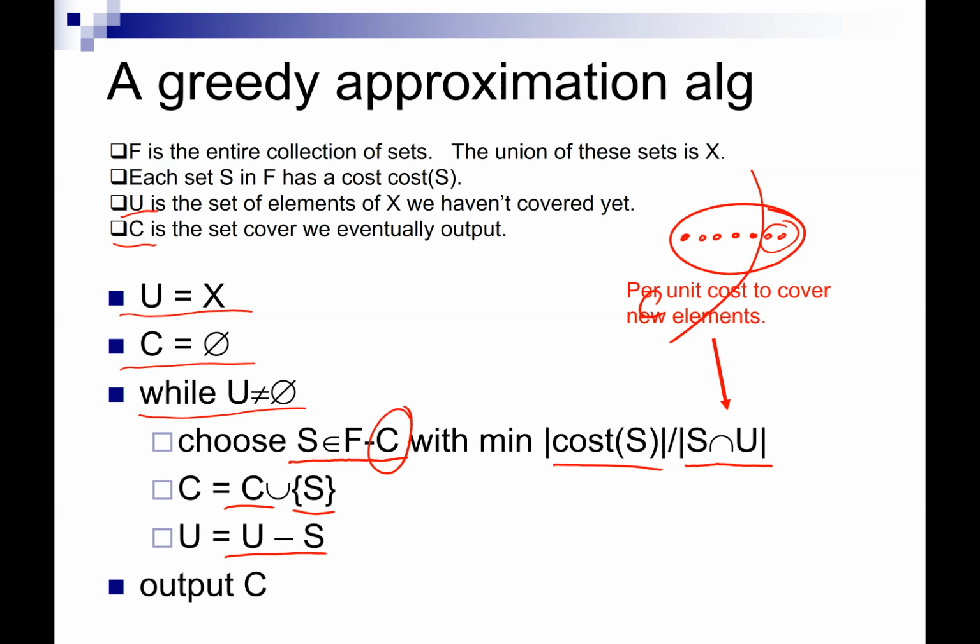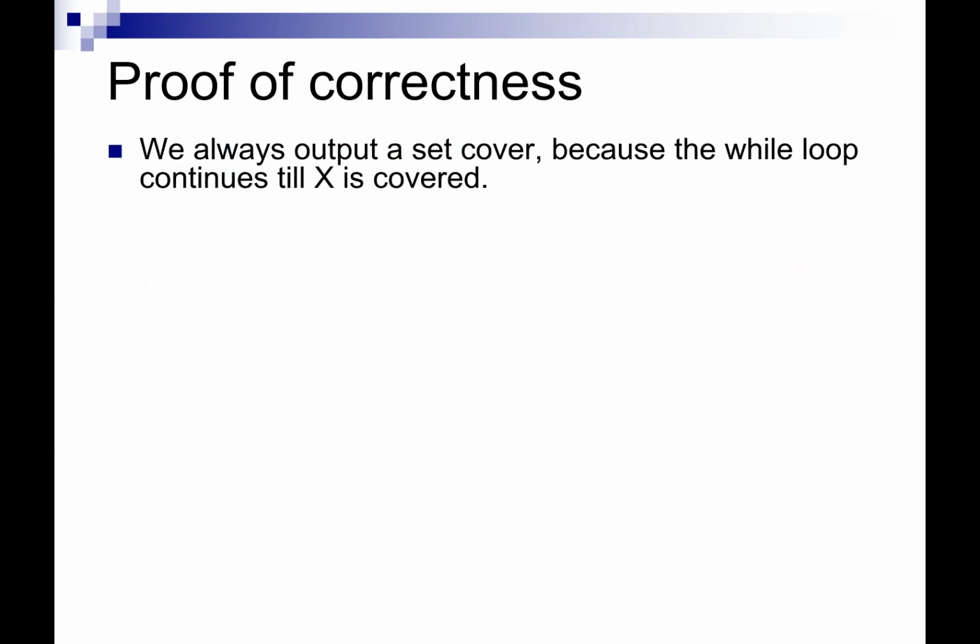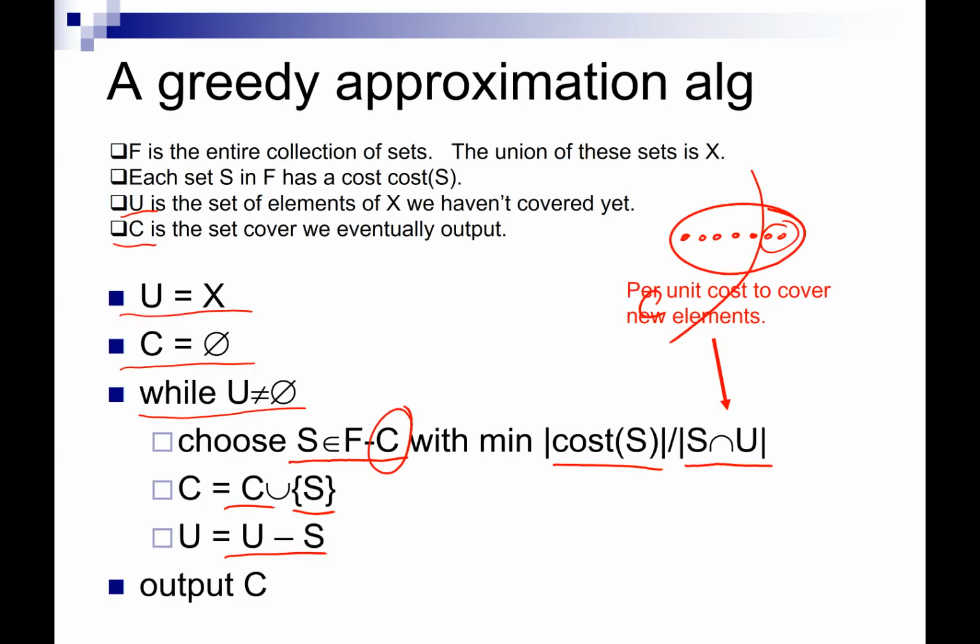So that's a simple algorithm, and clearly it's a polynomial time algorithm. We're not going to compute the exact complexity, but it's very cheap to run. Now what we need to prove is, first of all, that this algorithm is correct, meaning that it actually does output a set cover. And second, we need to put a bound on the cost of this algorithm. In the end, this C is going to have some cost, and we want to compare this cost to the minimum possible cost. We want to show that C is not too large.